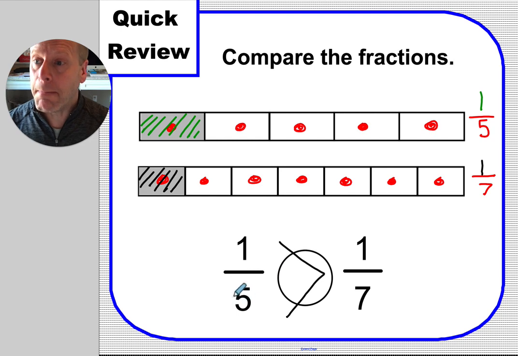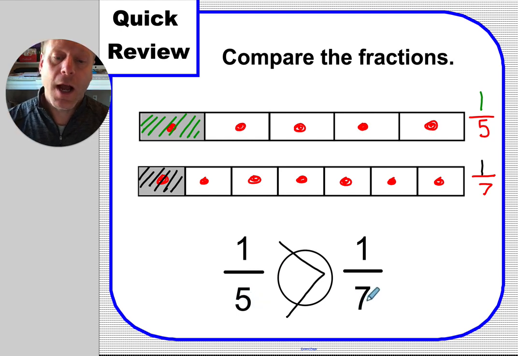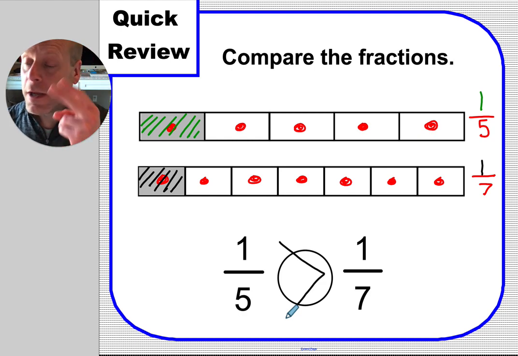will always be more than a bigger denominator, right? Especially if the numerator is the same. So I hope you remembered to use your eyes.